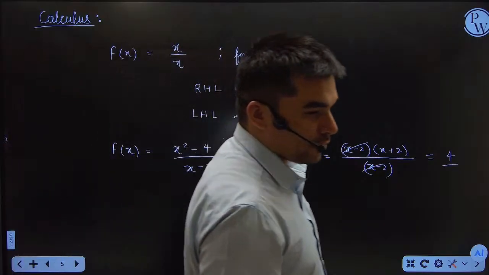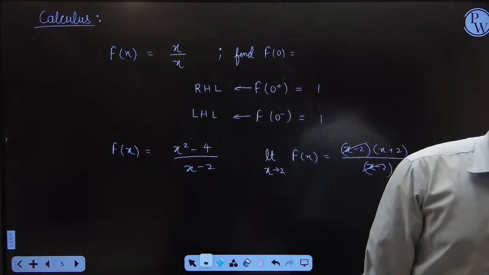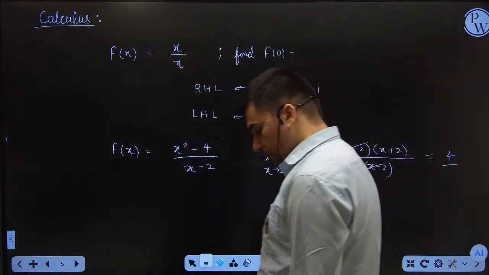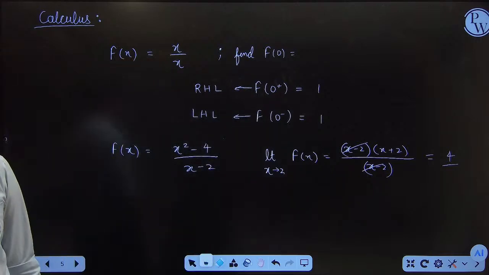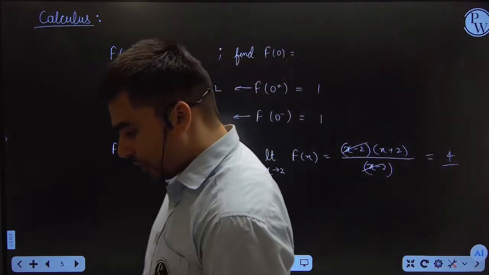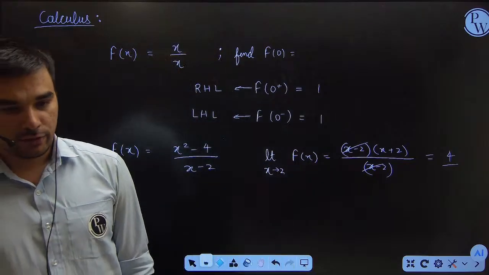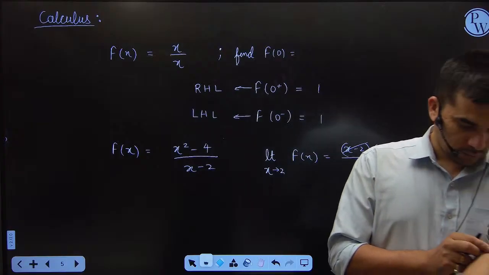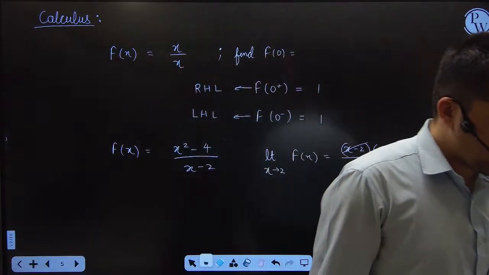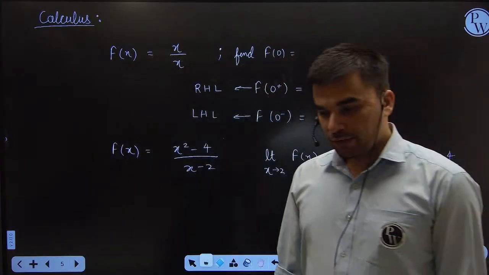to check the continuity of a function at a particular value, we need to verify whether the value of that function at that point is equal to the left hand limit and right hand limit.